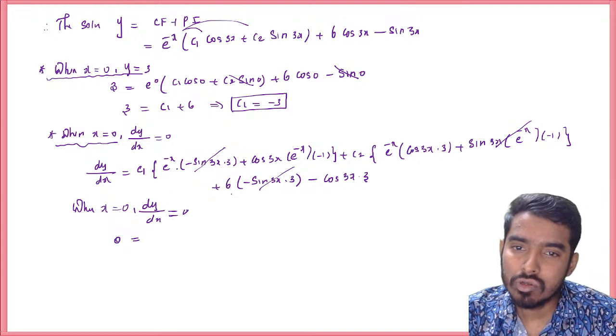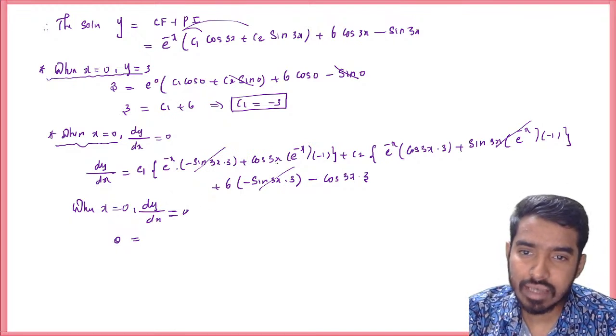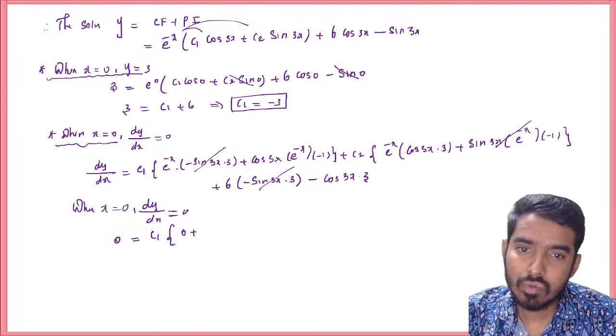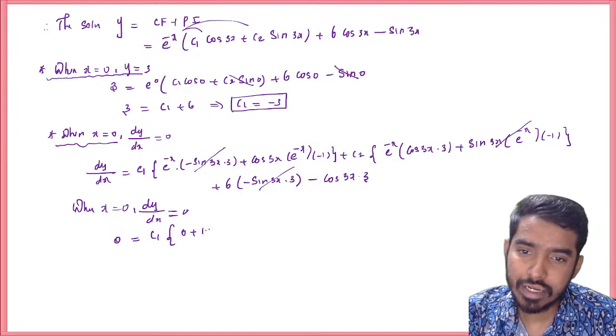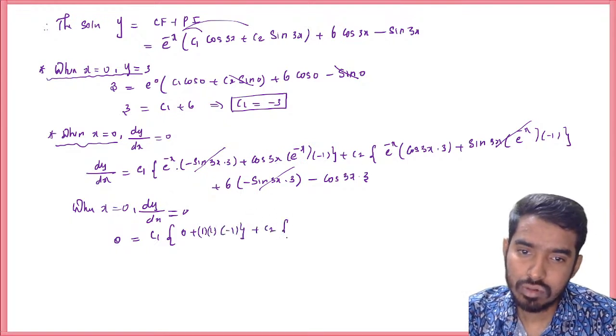So when you put 0 here, it is 1, 1, right? Because cos 0 is 1. So we will have c1 into, the entire term will be 0, plus, this will be 1, this will be 1. We will have minus 1, right? And here we have c2.